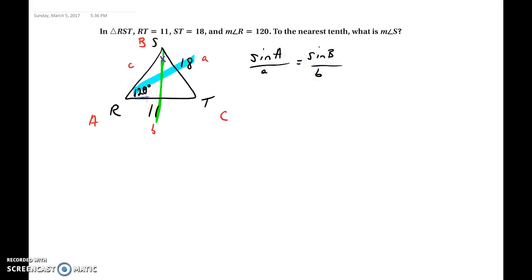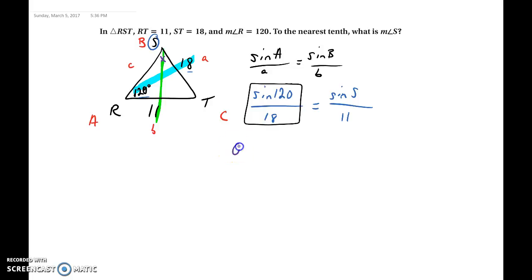Angle A, or angle R really in this case, is equal to 120, so it's sine of 120 over top of the opposite side of that, 18, which is then equal to sine of B, which we don't know, but it's really this angle S, so we'll write sine of S over top of the side opposite of that, which is 11. And remember, this actually represents a number, so we can plug that into our calculator. And I'm just going to do that in one shot this time, so it'll be 0.0481 is equal to sine of S over 11.